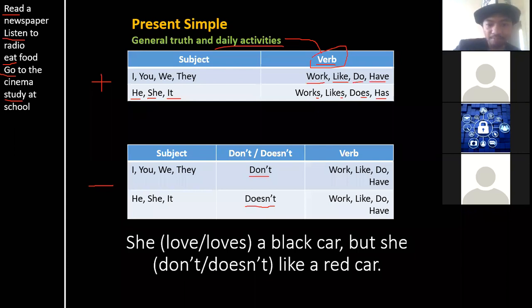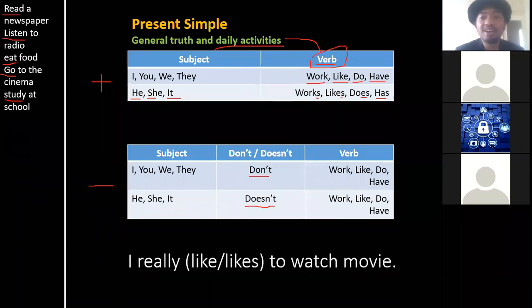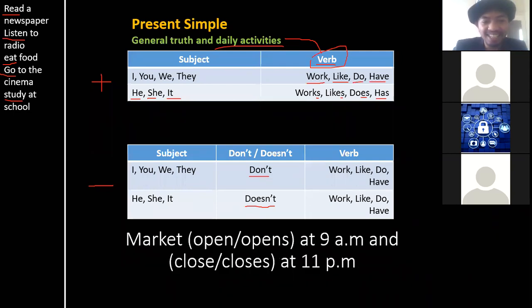Now next. She loves a black car, but she don't or doesn't? She don't or she doesn't? Good job. She doesn't, okay? Because she. So the answer is she loves a black car, but she doesn't like a red car. Good job. I really like or I really go? Go to chat box. Answer is like. Good job. I really like because I.